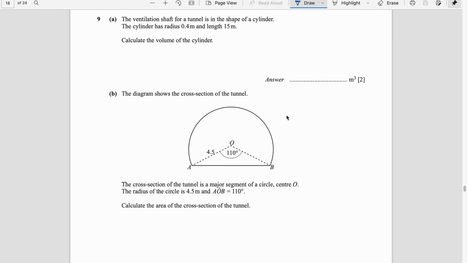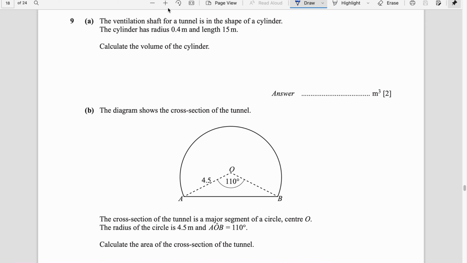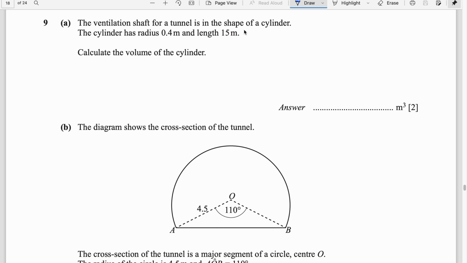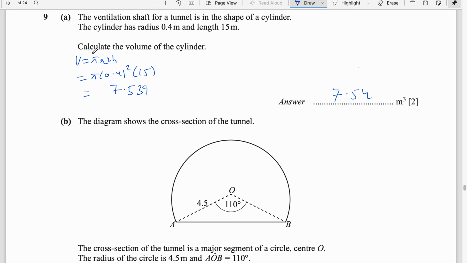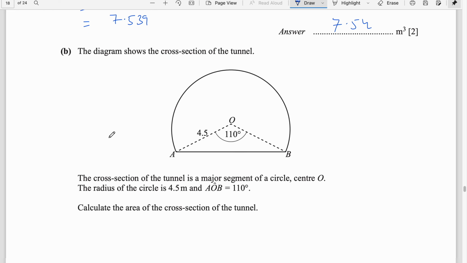Question number 9. The ventilation shaft for a tunnel is in the shape of a cylinder. The cylinder has radius 0.4 meters and length 15 meters. Calculate the volume. So the volume of a cylinder is pi r squared h. Radius is 0.4 and length is 15. Use the calculator: 7.539, so 7.5.